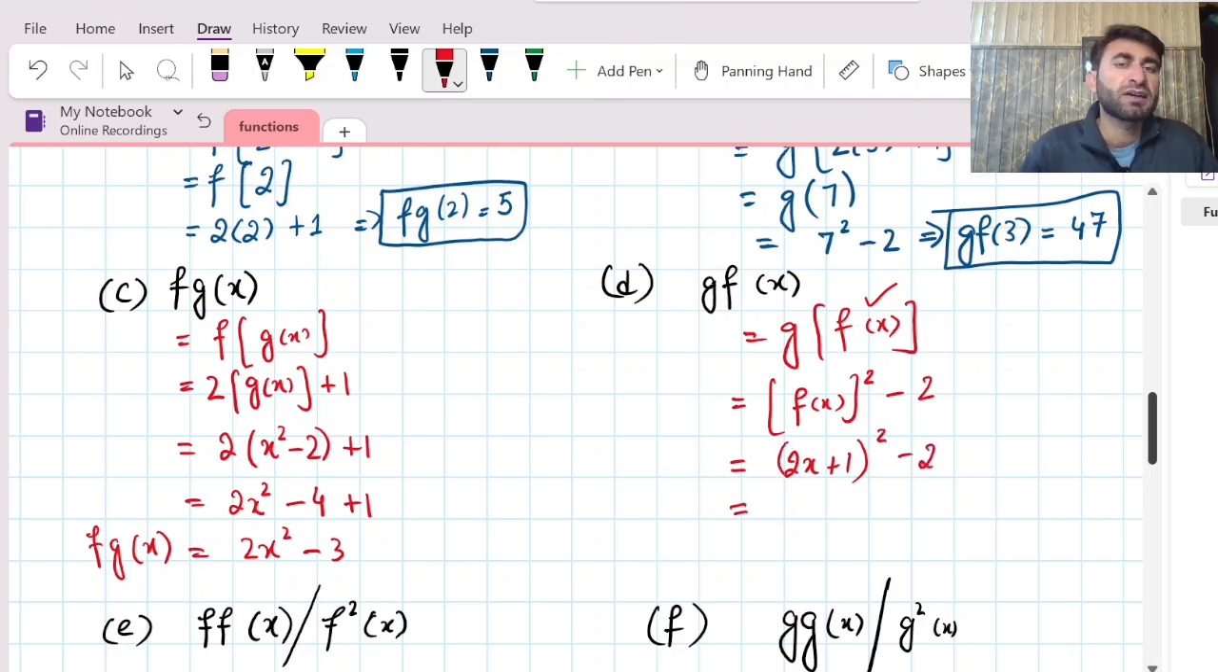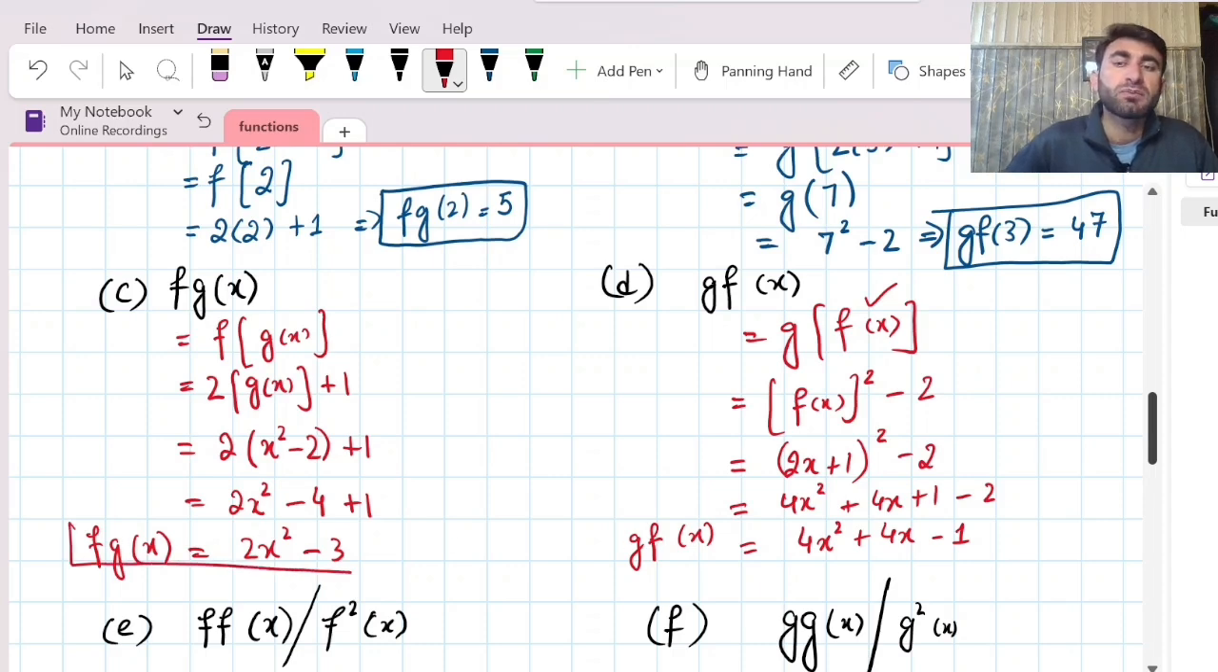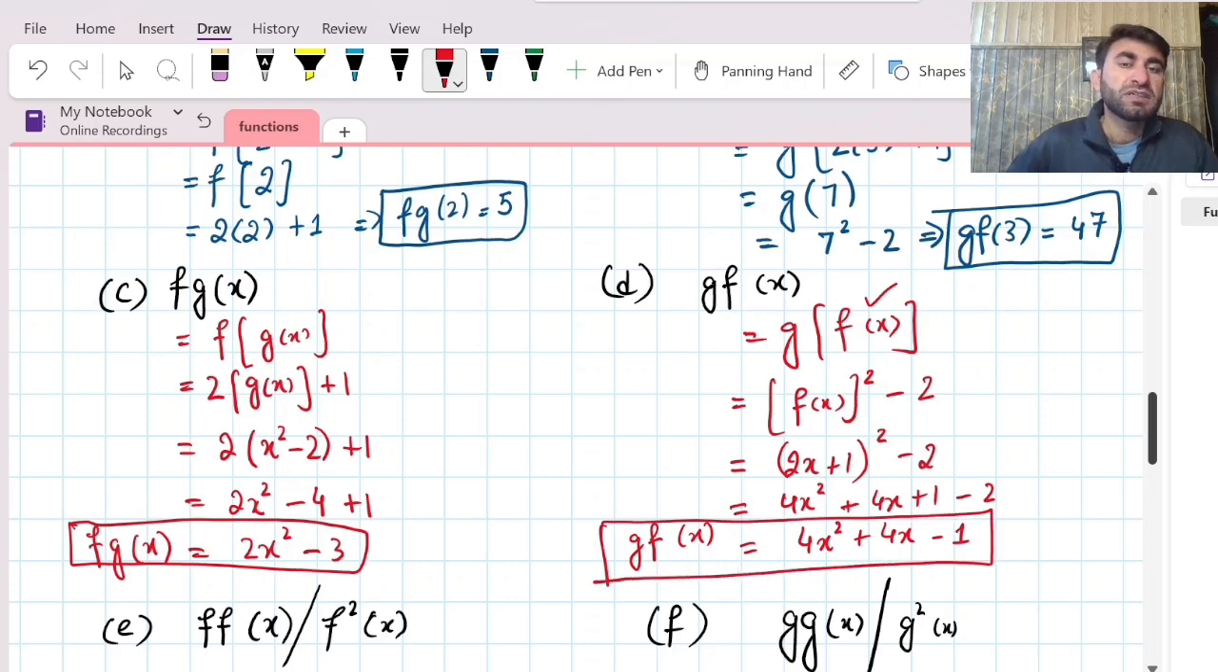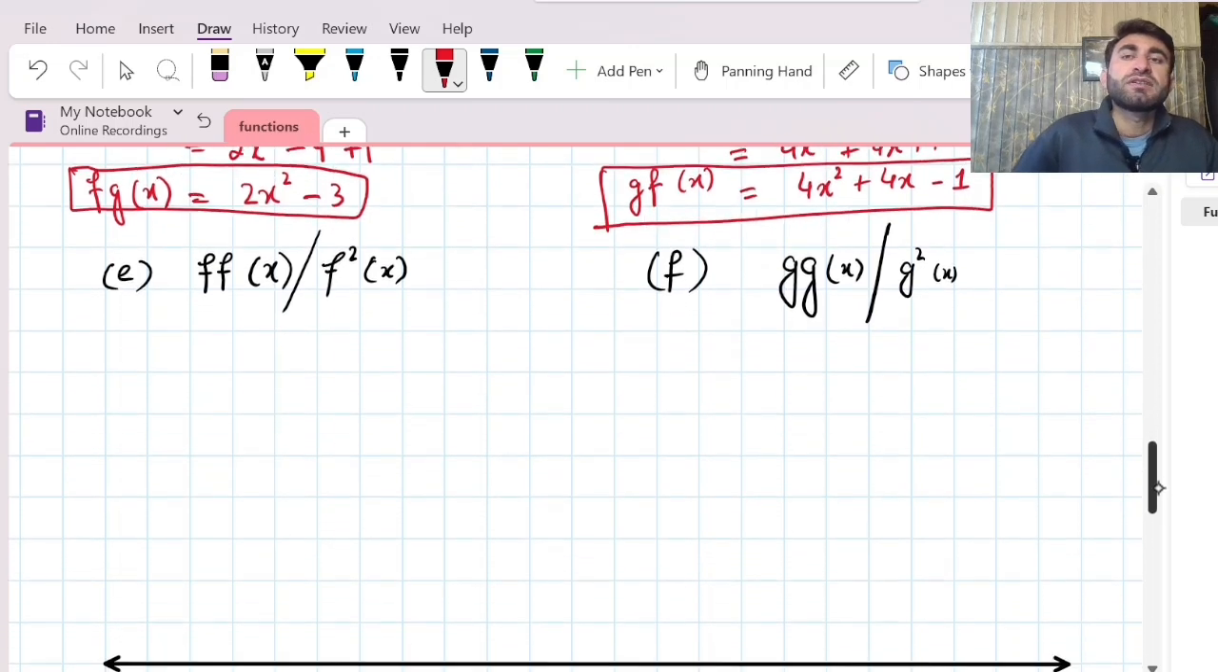So it will become 2x plus 1, its whole square, minus 2. Now we have to find the value of the whole square first. It will become 4x square plus 4x plus 1 minus 2, and the final answer will become 4 times x square plus 4x minus 1. So that is the composition g∘f of x, and we can see that the two compositions once again have different values.